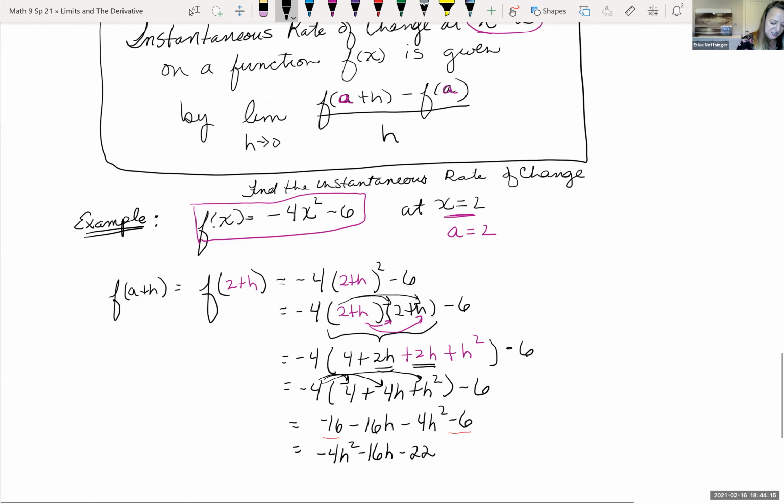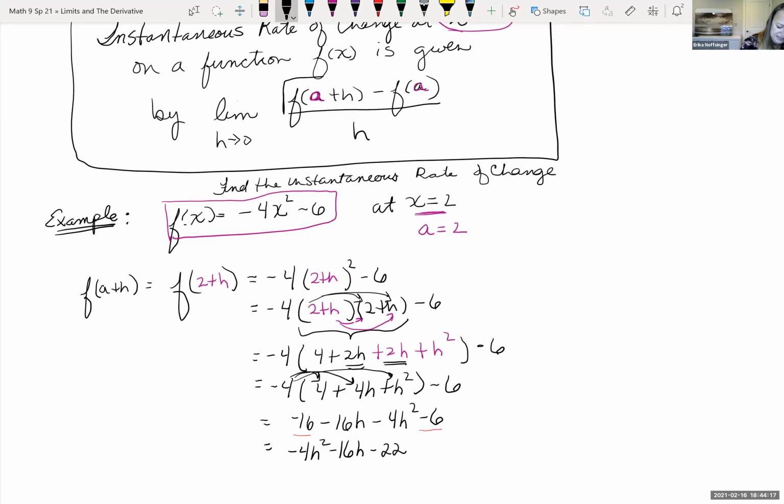Okay, so that was just this first piece of that limit. And then it says, let's look at negative or minus f of a. So this is saying I'm taking a negative 1 and I'm going to multiply it by whatever f of a is. In our case, again, a is 2.